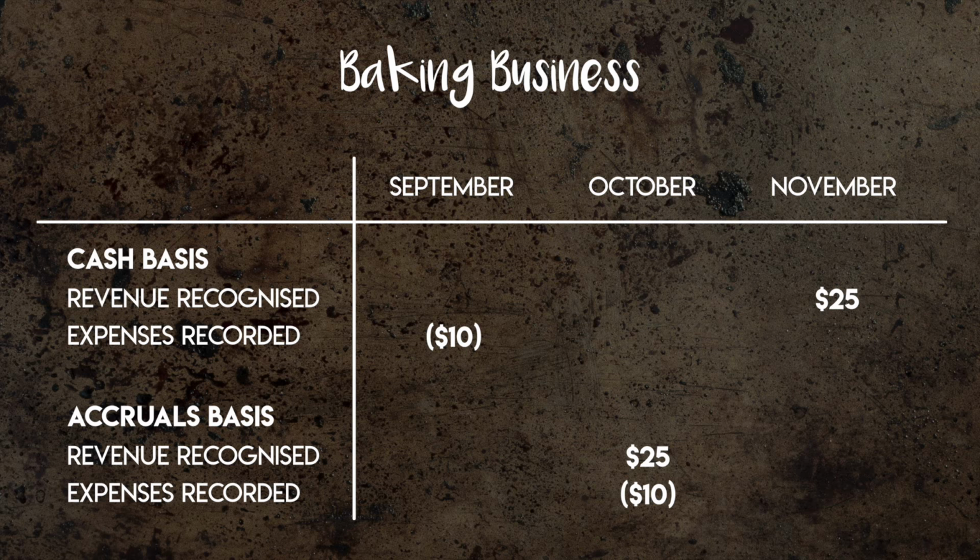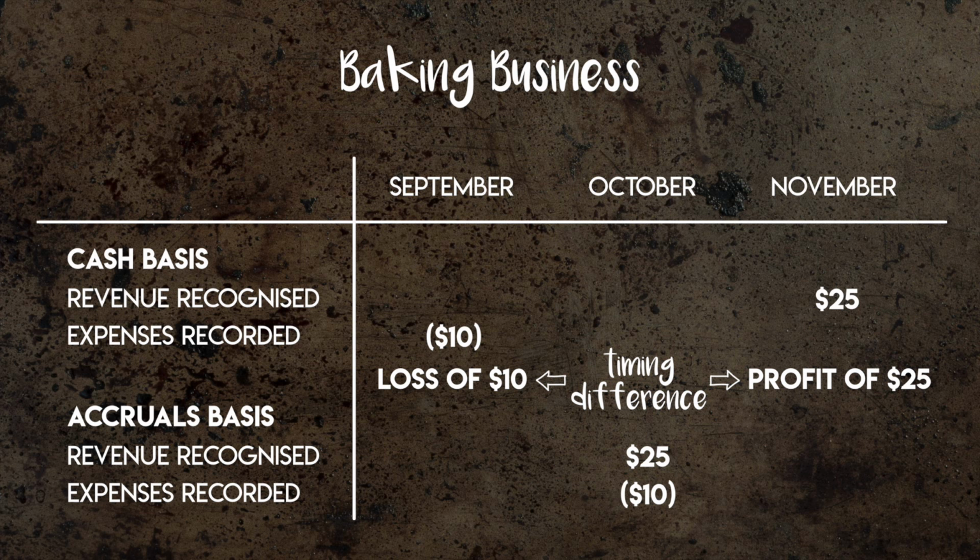You can see that under the cash basis of accounting, we recorded a loss of $10 in September and a profit of $25 in November. This timing difference that you can see here could cause us a real headache if we wanted to look back in time and review our performance in October because we wouldn't see any profit there.